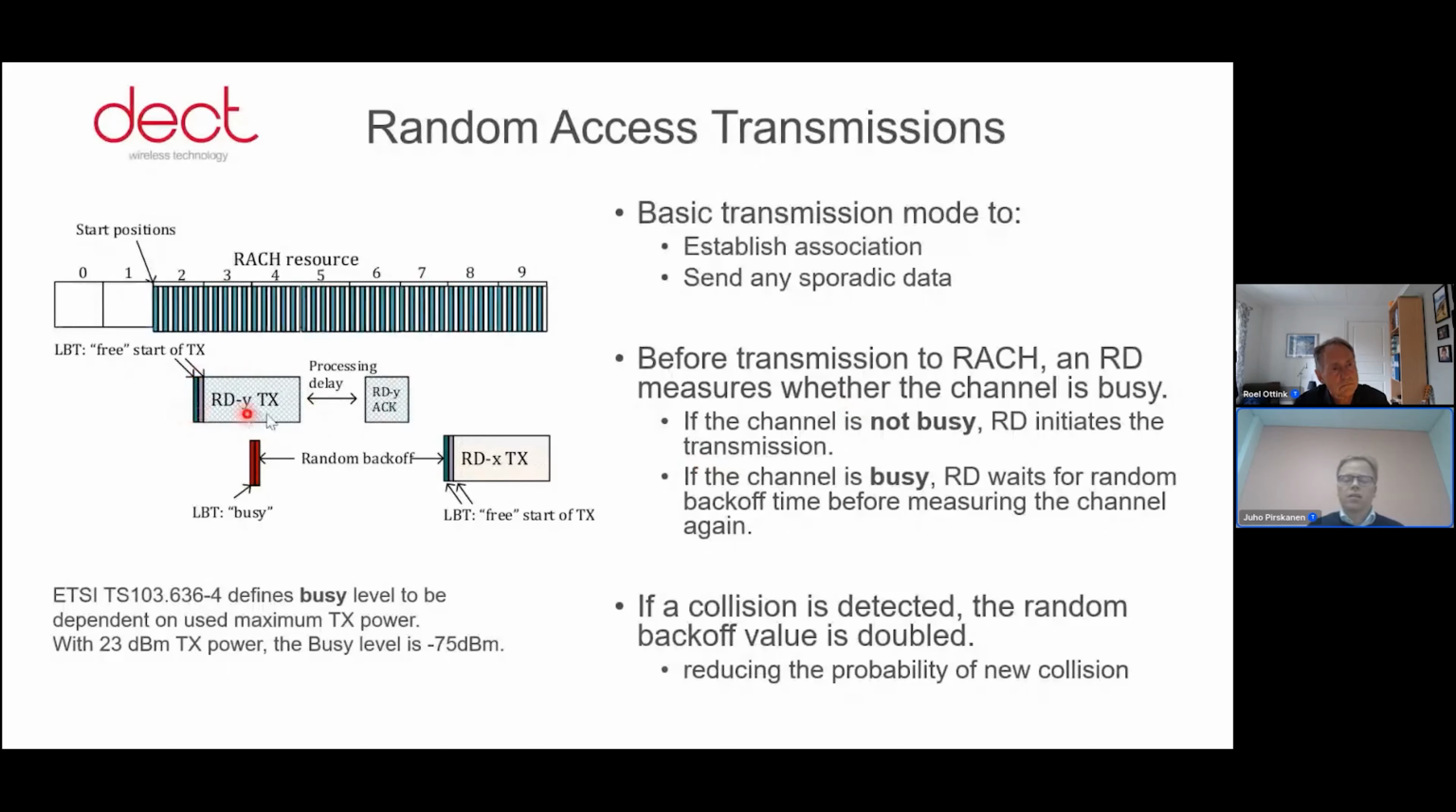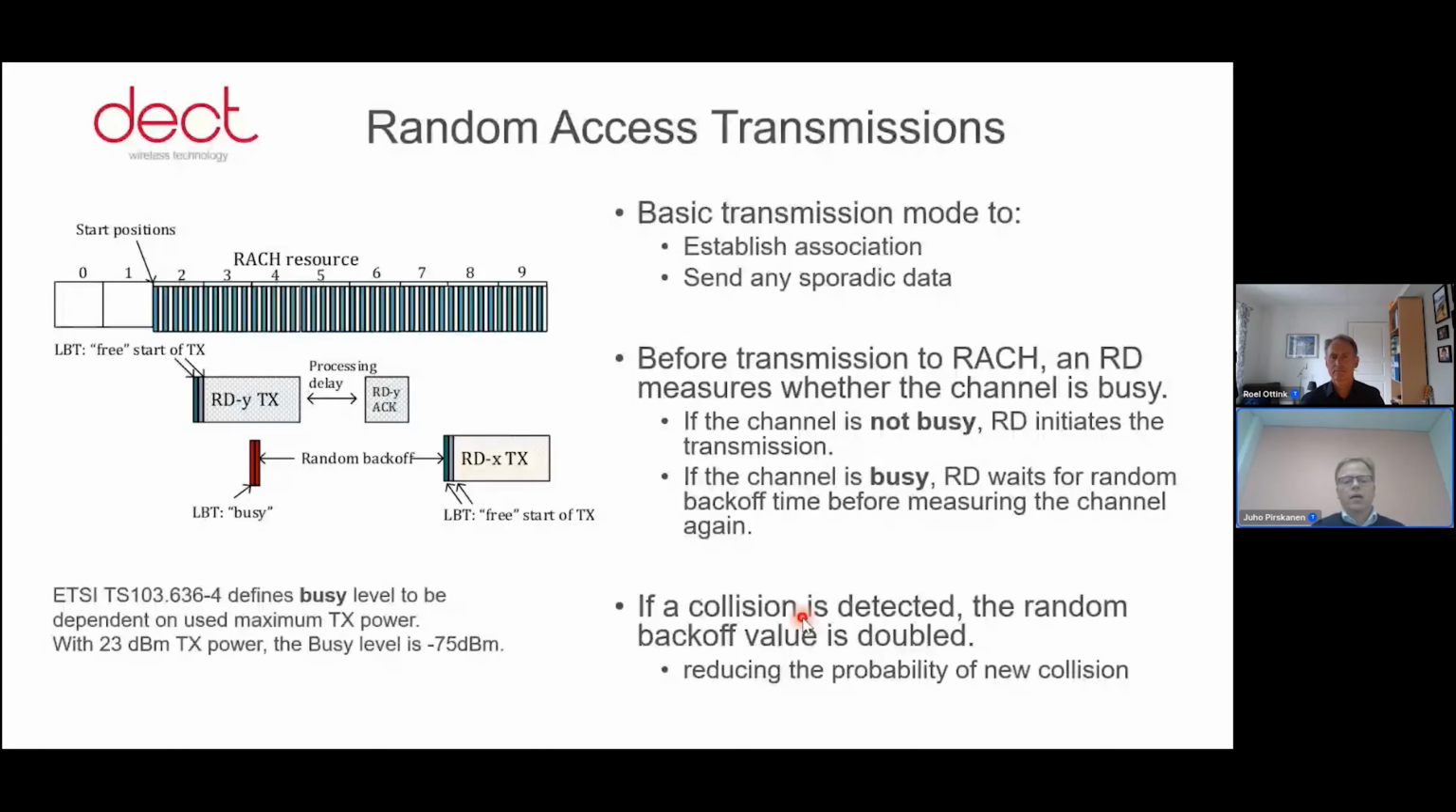And if the device detects that the medium is not busy, it initiates the transmission. But on the other hand, if it detects that the channel is busy, it takes a random back off and waits that random back off time before measuring the channel again, and when it detects the channel to be free, it transmits. And if there's a collision detected by the device, then the random access time values are doubled every time, reducing the probability of the collision.